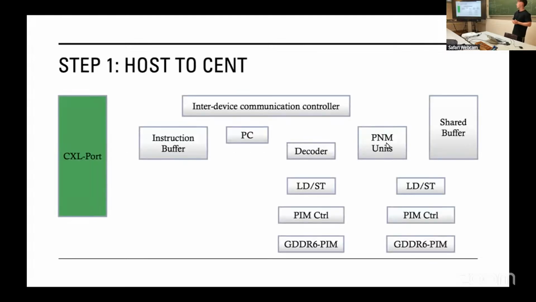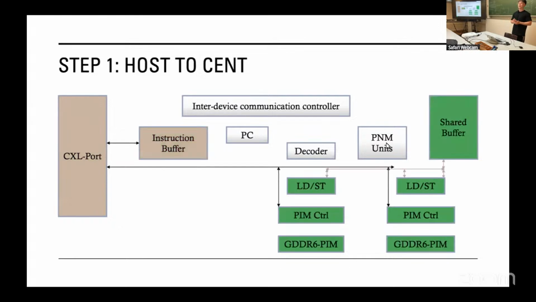At first, the CPU sends the data and the needed instructions to the port, where afterwards the instructions are stored in the instruction buffer, and the data is distributed across the different memory arrays.